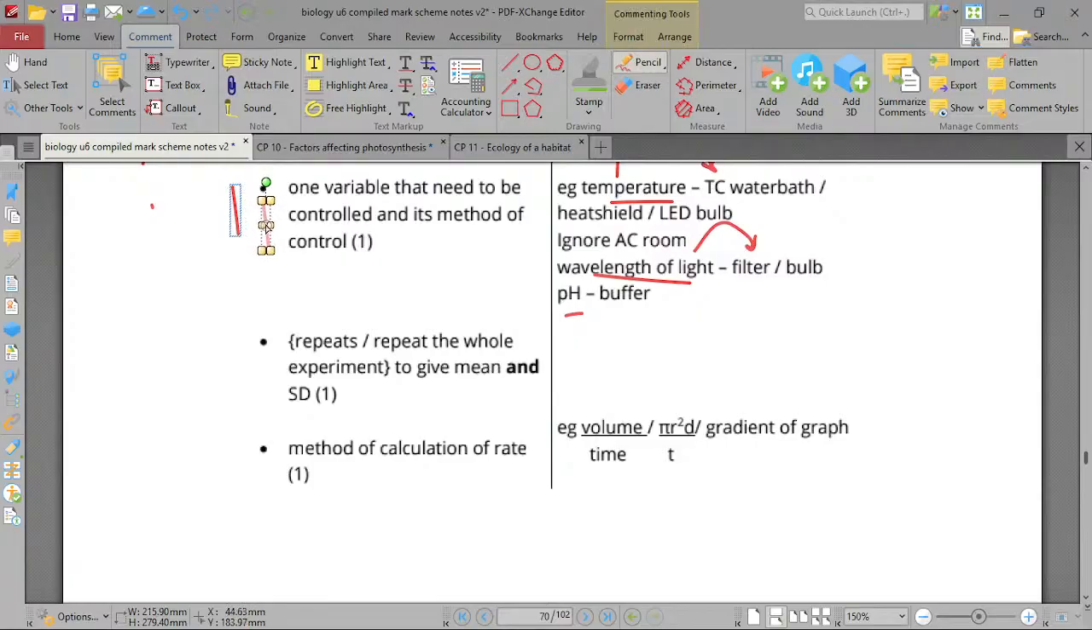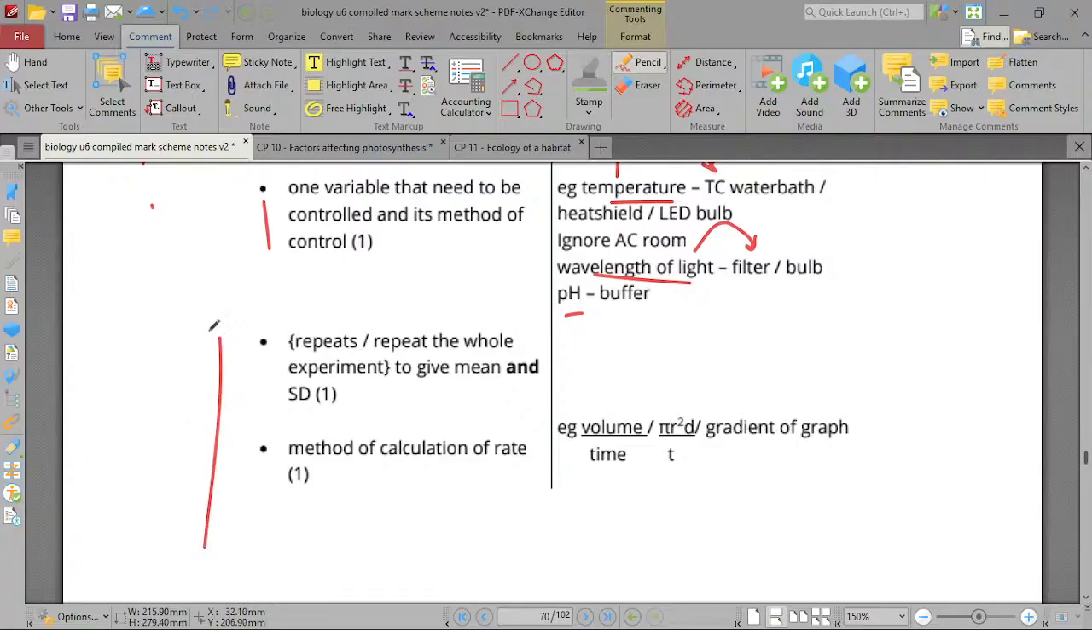Temperature or wavelength of light. Obviously, we didn't really bring up CO2, but if I want to bring that up, then maybe I could have said controlling the CO2 content in the water by using a specific, controlled amount of sodium hydrogen carbonate, half a teaspoon or half a spatula. Okay, no, this is important.